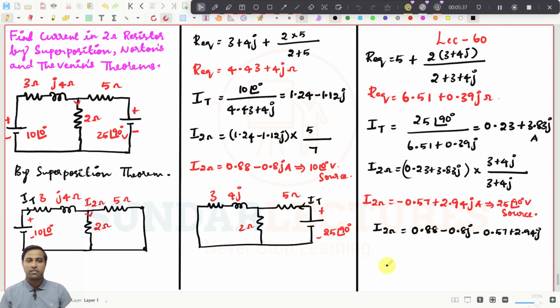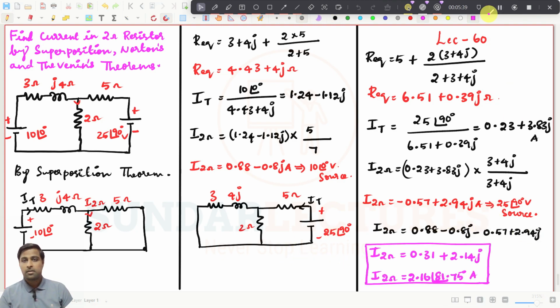So if I simplify this, I am getting 0.31 plus 2.14 J amperes, and I have written this in polar form as 2.16 at an angle of 81.75 degrees. So this is the current through the 2 ohms resistor. That is what we have found.